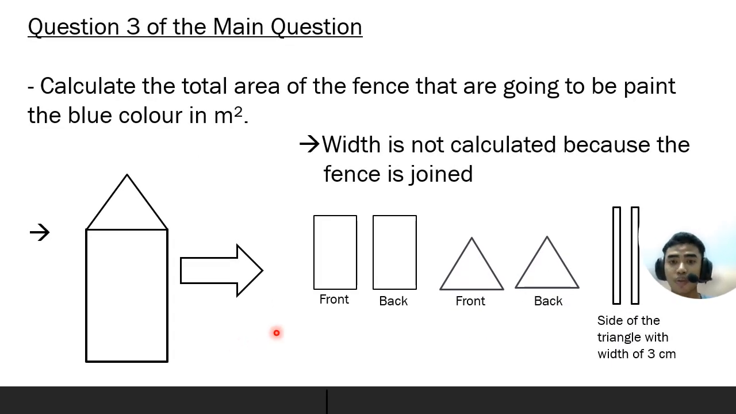We're done with question number 2. Now let's move on to the third question, which is to calculate the total area of the fence that is going to be painted blue, in square meters. The width is not calculated because the fence is joined, not one by one.